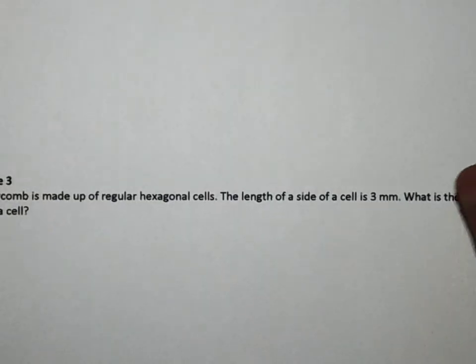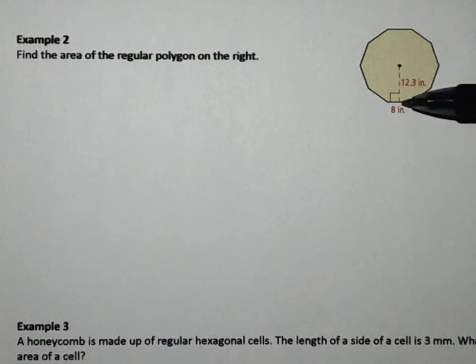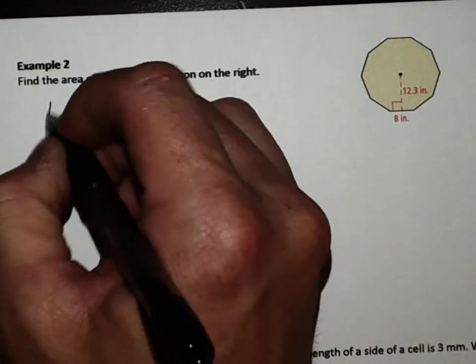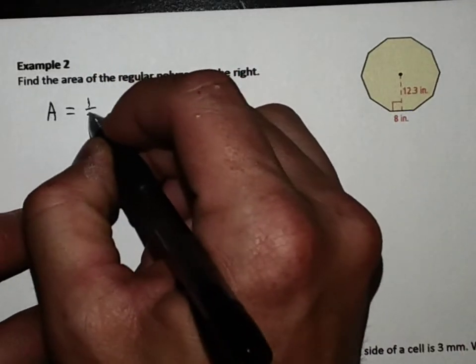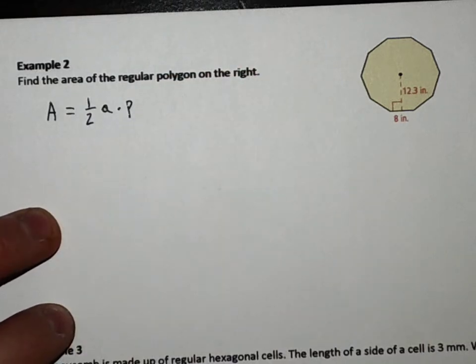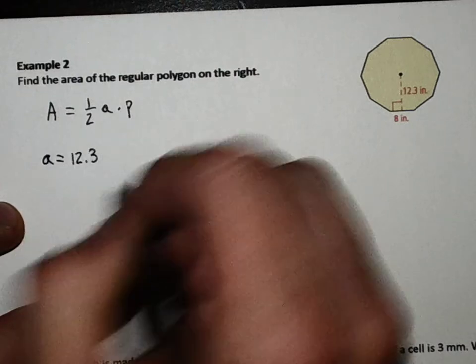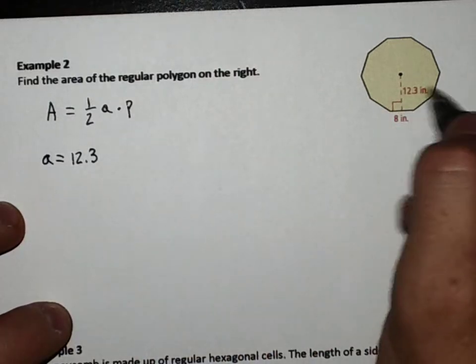Here we go. First example problem. Find the area of the regular polygon to the right. This is our easiest problem because I just tell you that the apothem is 12.3 and that this whole distance is 8. So the area is going to equal 1/2 the apothem times the perimeter. The apothem, little a, equals 12.3. It literally just tells us 12.3.